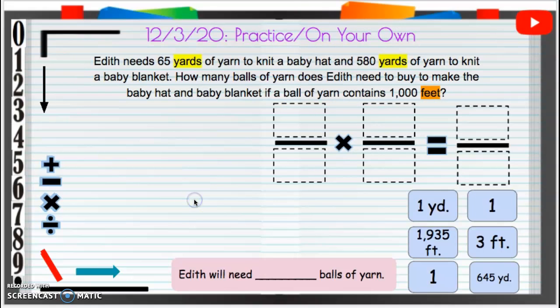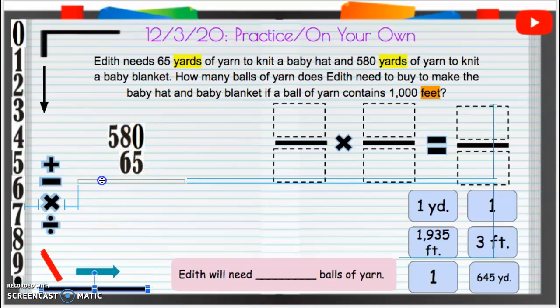All right, so she needs 65 yards for the baby hat and 580 yards for the blanket. How do I figure out how much she needs altogether of yards? Well, I'm going to add 580 plus 65, and yes, we have to line up our place values. So the 65, both of our ones places, the 0 and the 5 line up, perfect. All right, so we're going to add these.